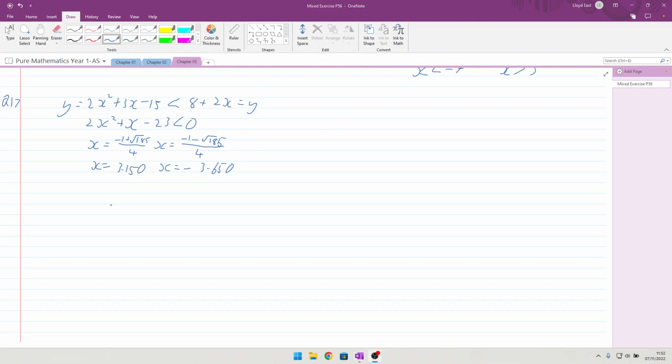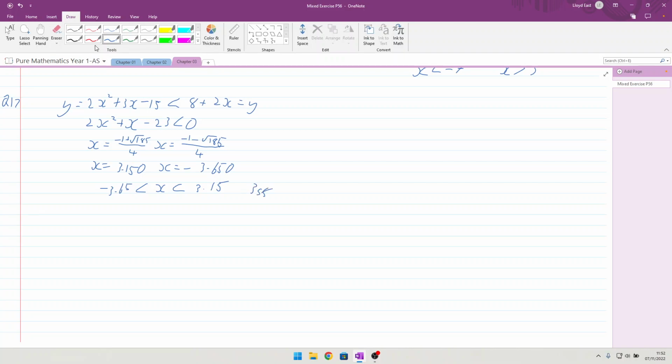So putting that in as an inequality, 3.15 is the small one. So 3.15 is less than x is less than minus 3.65. And I've just seen the minus, so I need to swap both of those numbers round. Okay, so minus 3.65 and 3.15 to 3 significant figures.